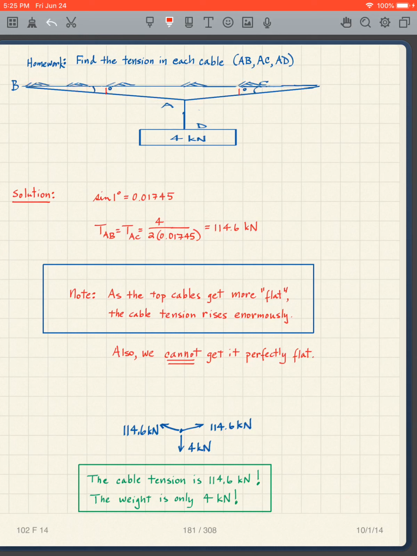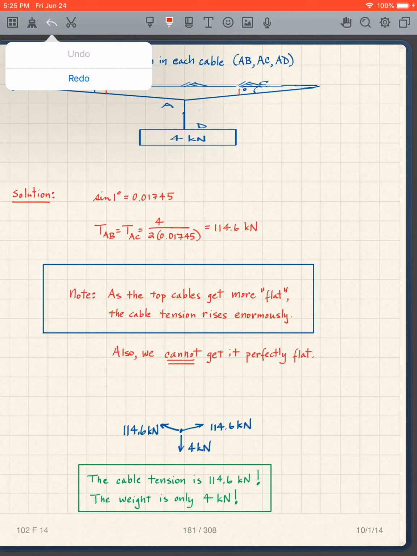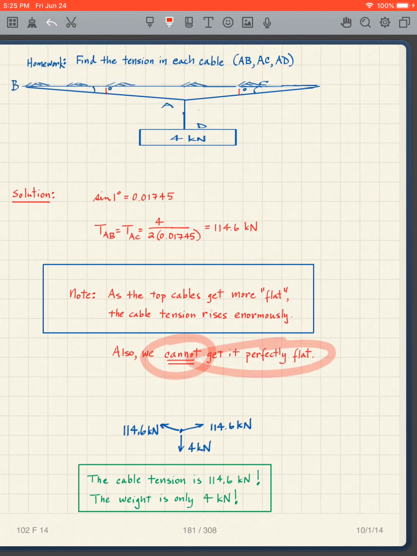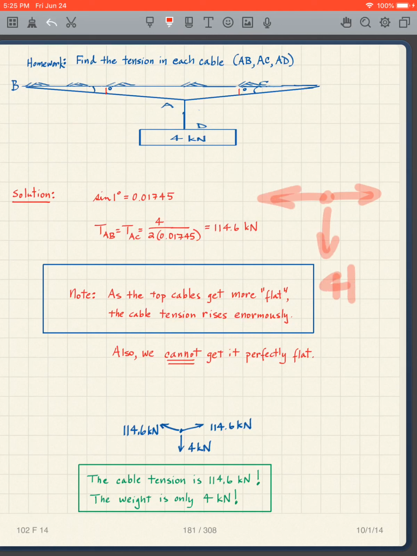So as the top cables get more and more flat, the cable tension rises enormously. We have to recognize this, and we cannot get it perfectly flat. It can't be like this with 4 kilonewtons going down, because there's no vertical component here. There's got to be some little vertical component going like that, so we cannot make it perfectly flat. It's impossible.